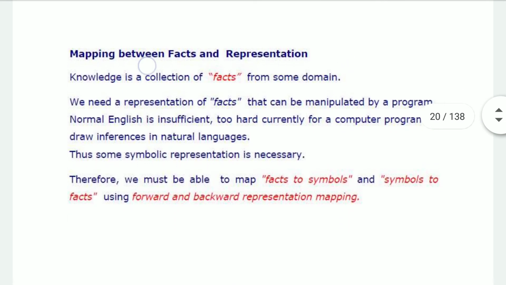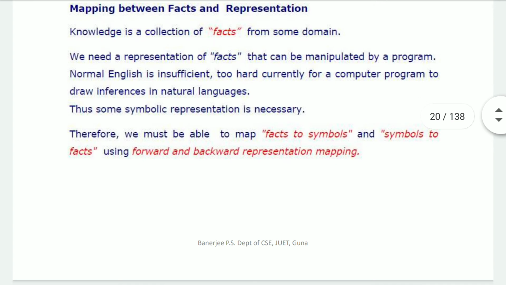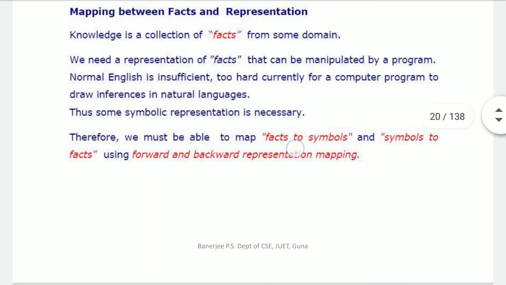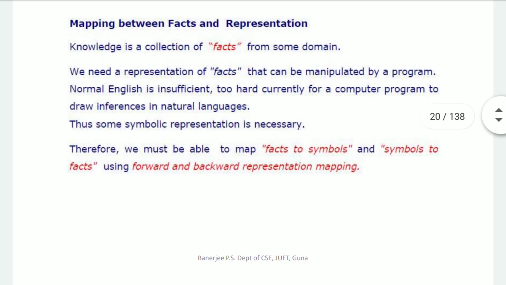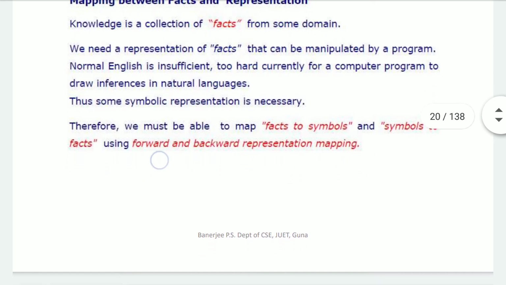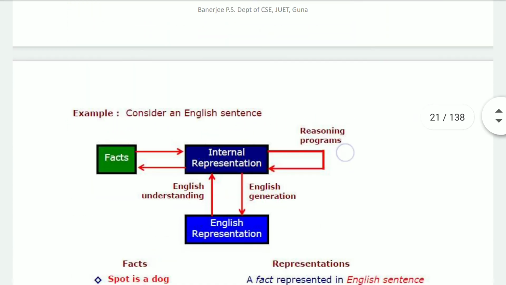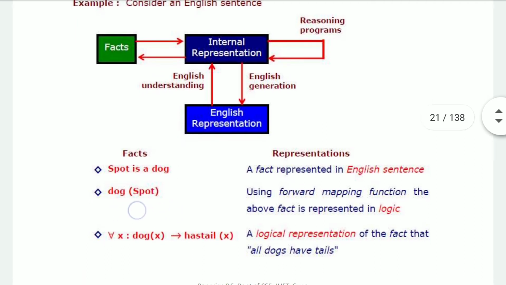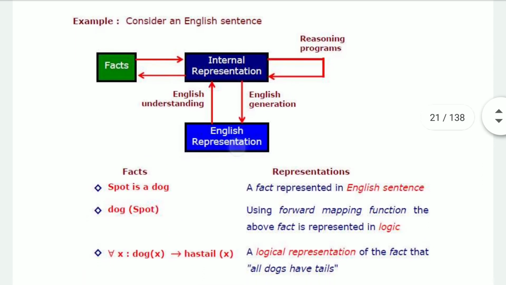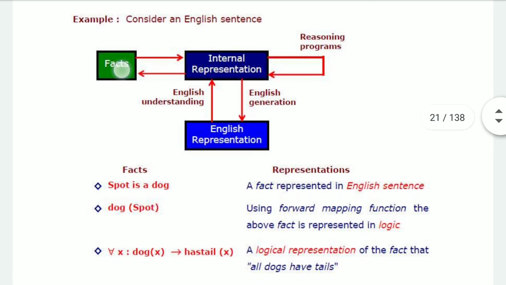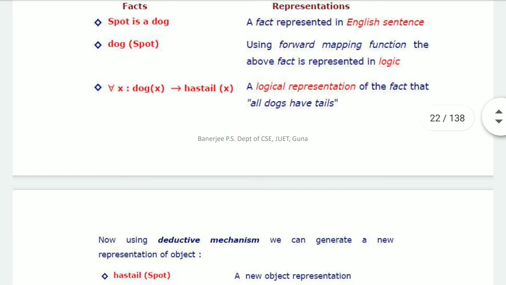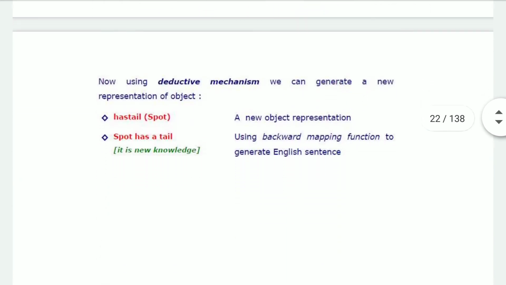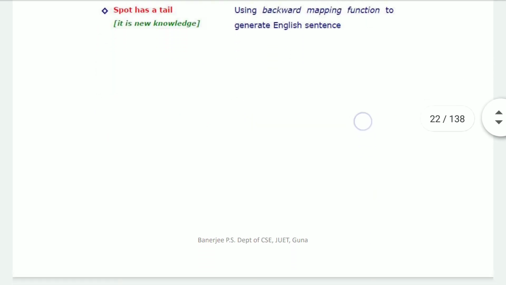Now, mapping between facts and representations, the most important thing is out here. I'm just running a little fast, right? There is mapping of facts to symbols, and symbols to facts using forward and backward representation mapping, which I have gone through earlier through practical examples. Now, this is our predicate representation: Spot is a dog. How is the English language represented in the internal representation, and then to the facts? These things are not to be described now. You have gone through all these things before in the class itself.